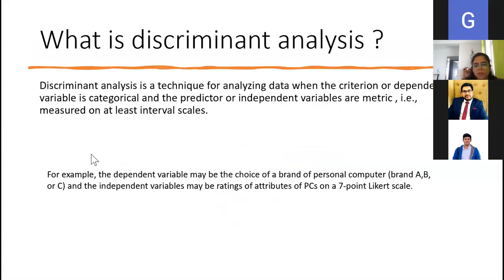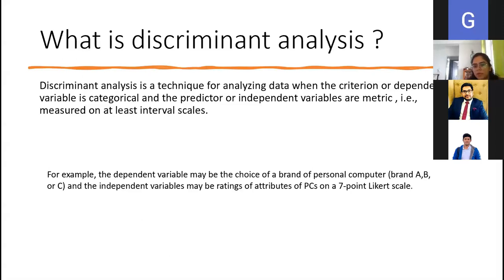What is discriminant analysis? It's a technique for analyzing data when the criterion or dependent variable is categorical. When you have to make a decision of yes or no, when you have to classify your respondents, or classify your customers into categories. And the predictor or independent variables are metric, that is, they are measured on at least an interval scale. So for example, the dependent variable may be the choice of a brand of personal computer, brand A, B, or C.